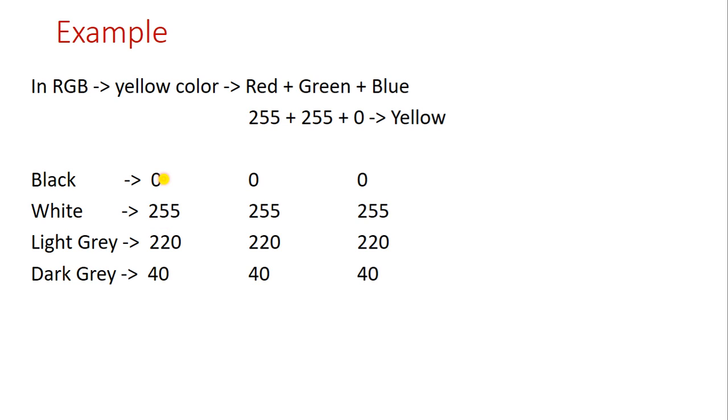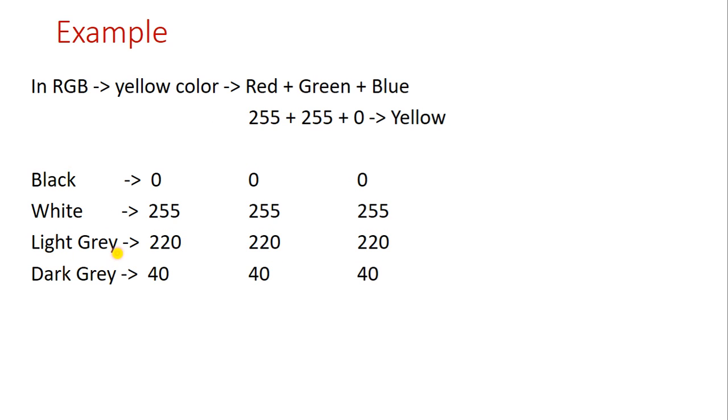What is the highest pixel value? That is 255, not 256. So 255, 255, 255 for red, green and blue. After putting this, we get the color white. For light gray, we put 220, 220, 220, and we will get light gray.